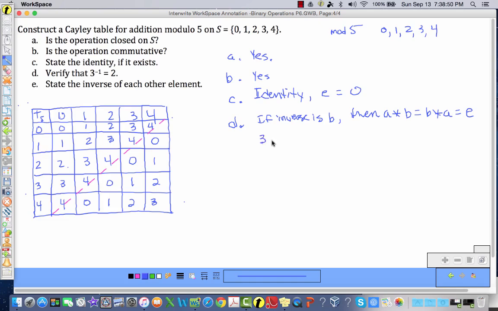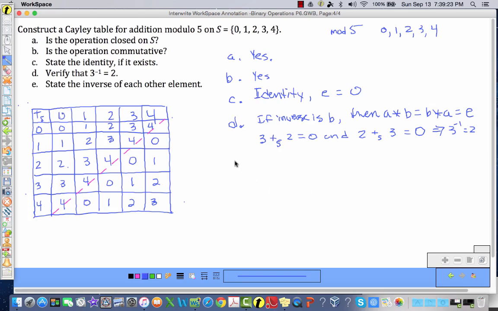So that's the first part. 3 plus mod 5, 2 is equal to the identity element 0. And what about 2 and 3? Well, 2, 3, it's 0. So 2 plus 3 is equal to 0 mod 5. So that implies that the inverse of 3 is equal to 2.